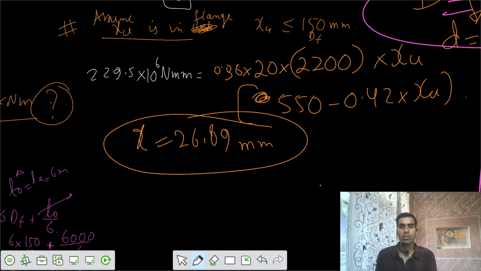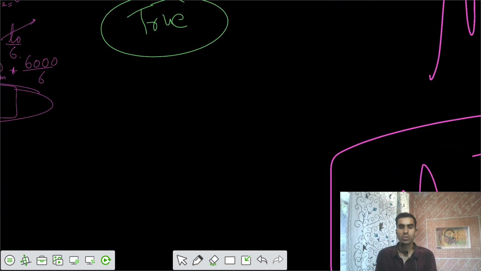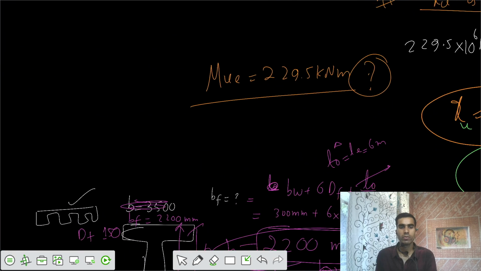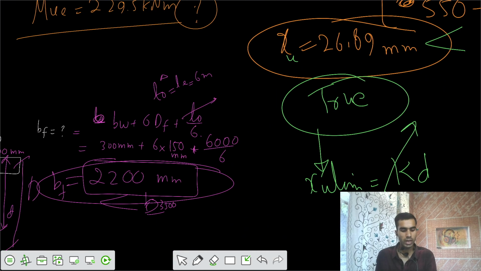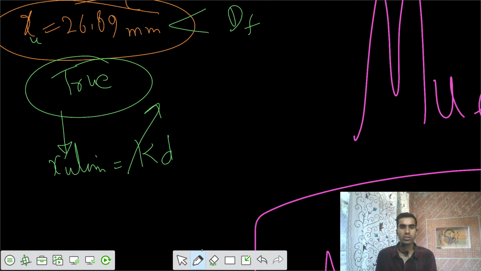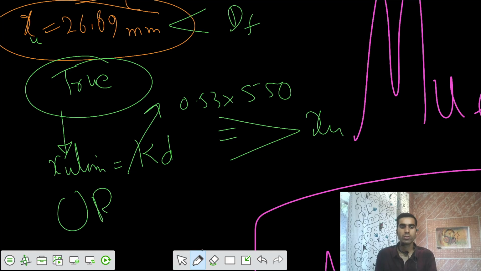And we need to see whether this is true or not. I would say your value of x is less than DF. So assumption is true. If the assumption is true, we need to say what is the limiting condition for your neutral axis, that is k times d, and your value of k corresponds to your steel. Your steel was given to you as Fe250, so your k value is 0.53, and d you assumed as 550, so that is greater than xu, so under reinforced section is there.